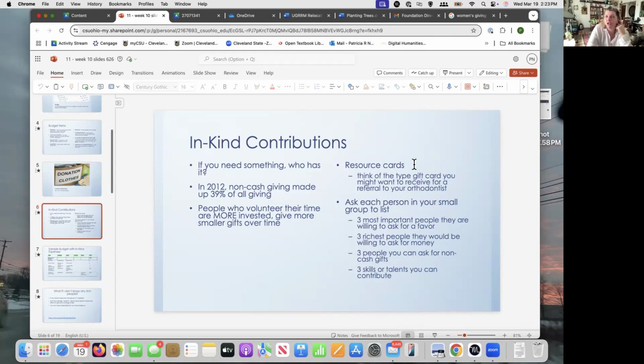These resource cards are a really good exercise if you have a steering committee, a board, an event committee, or a task group that's working on something. Just think about who we can ask for resource cards.